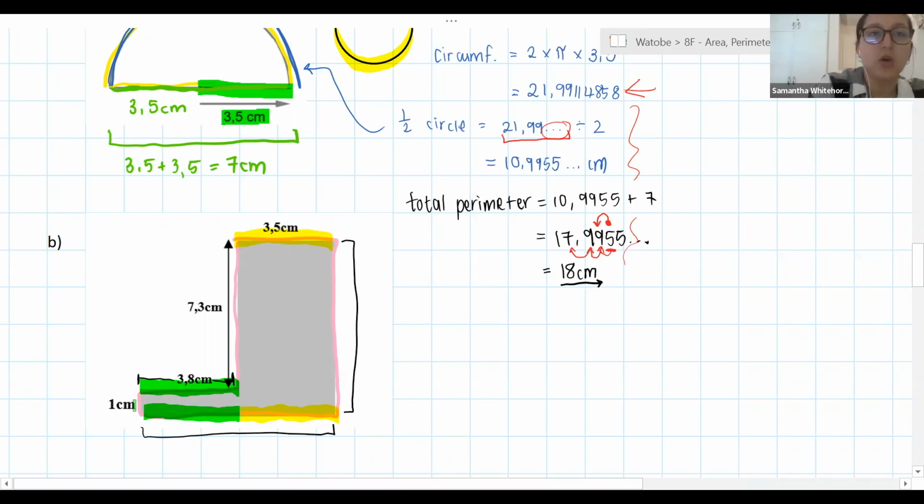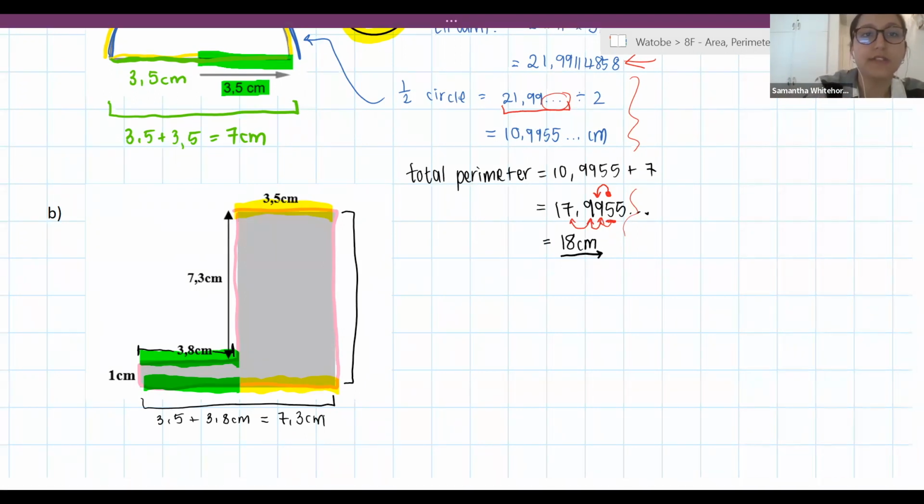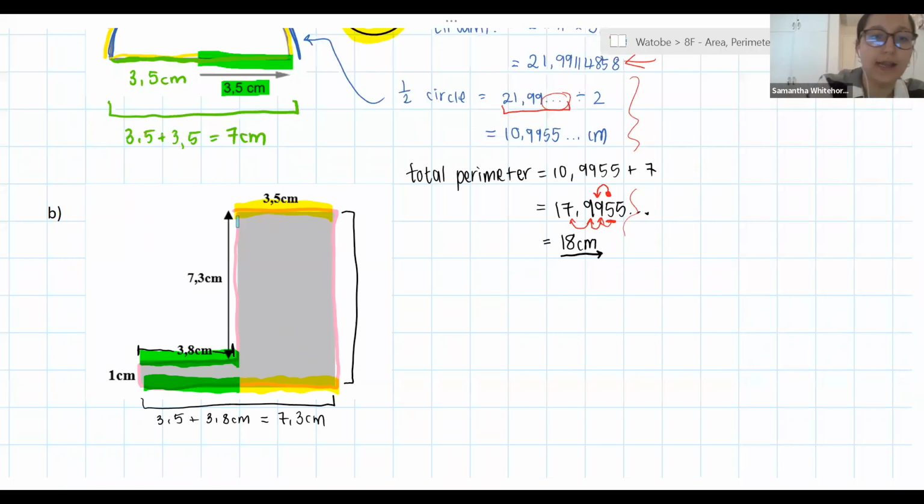the bottom, which means that my total width of this L shape is 3,5 plus 3,8 centimeters, which is 7,3 centimeters. So the whole length at the bottom is 7,3 centimeters. We can then use the same reasoning to work out the total height.